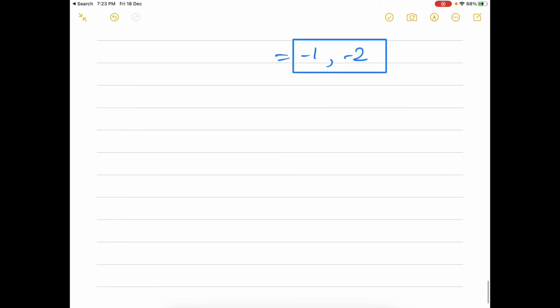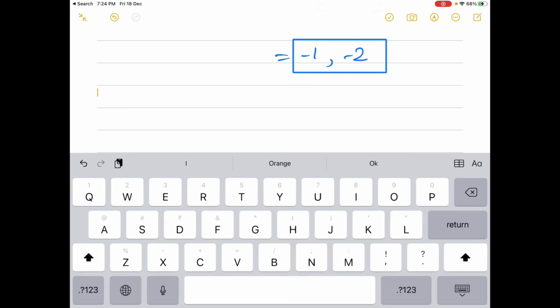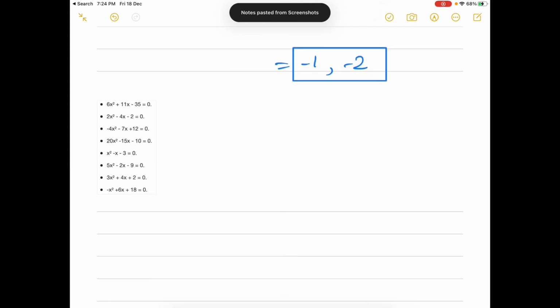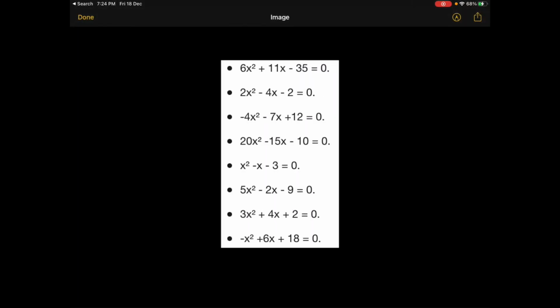So that was all for this lecture, and now I will be giving you some sums which you may practice for your own development, and in the next lecture I will be solving these sums and giving you the solutions. So let me paste them here. Yeah, so here are the questions.